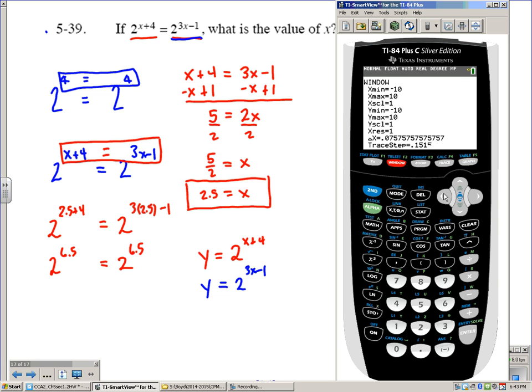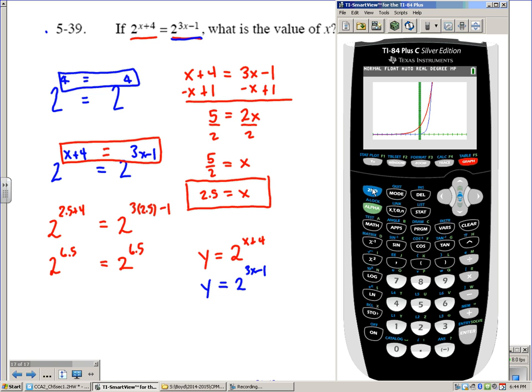So I'm going to adjust my window here so that you can see it. I'm actually going to make my Y max quite a bit higher, about 100, so that you can see where they're going to intersect. So it's going up here, and then our second function comes through here, goes up, and you see they cross right up here.